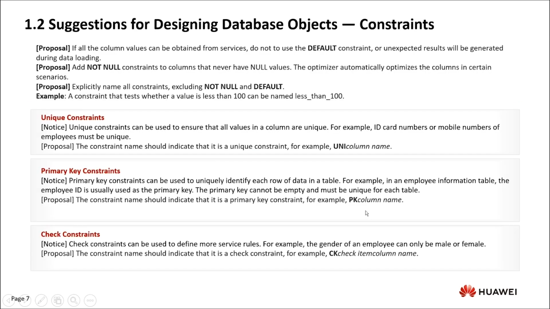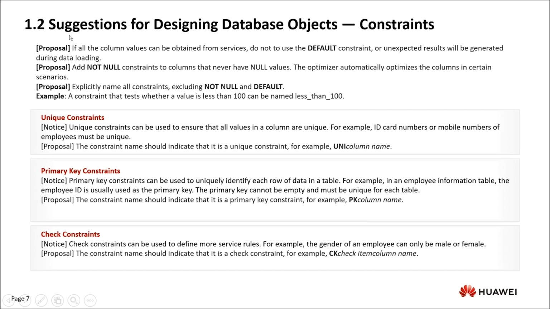And now let's see some suggestions for database table constraints. First of all, if all the column values can be obtained from services, do not use the default constraint, or unexpected results will be generated. For example, if you specify an integer column to have the default value of 0, then it may be misleading when you need to calculate the average value for that column.